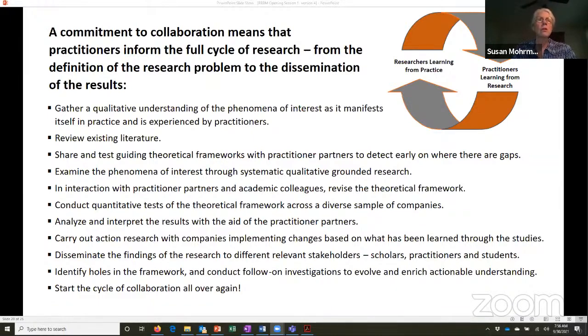So this first learning is you really need to understand the phenomena that you're looking at, and you have to really review the existing literature. So there's the two inputs. What is this phenomena as it appears, and what is the literature that might help with this?